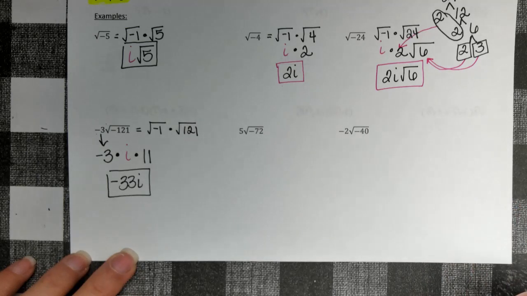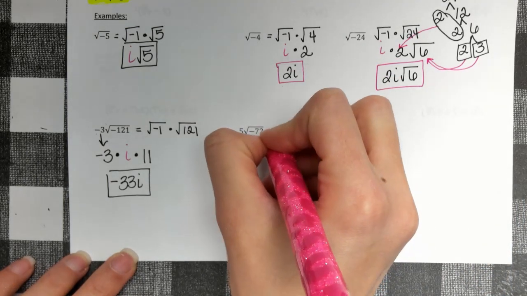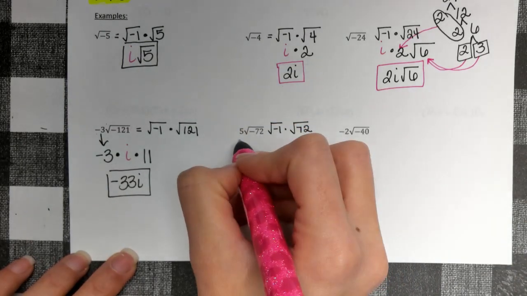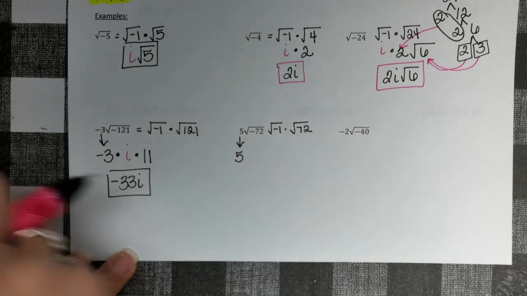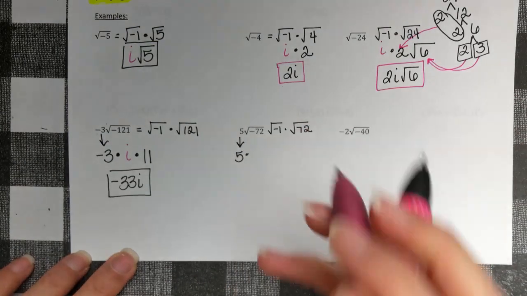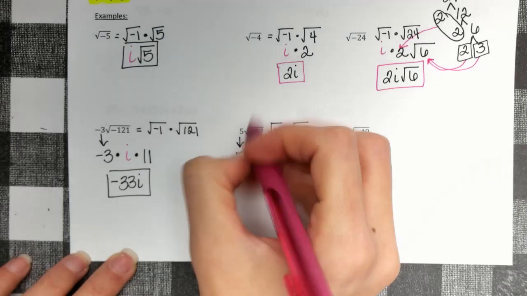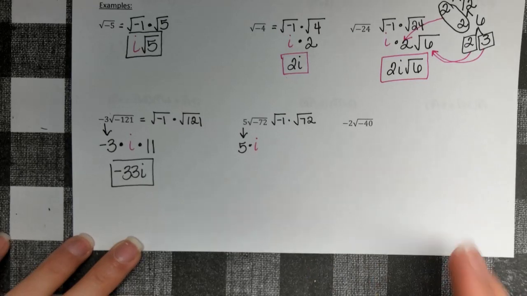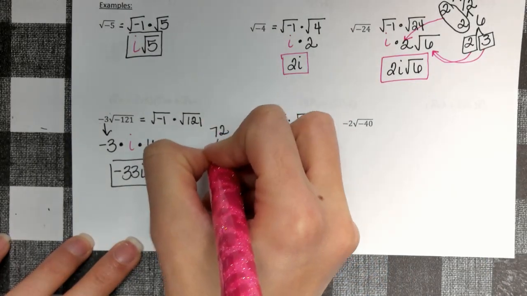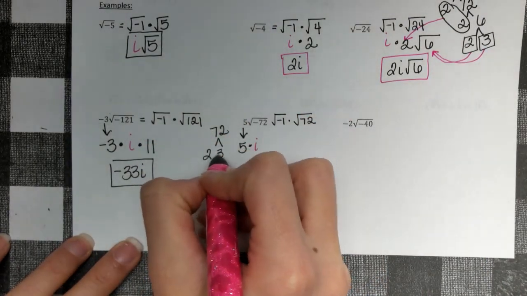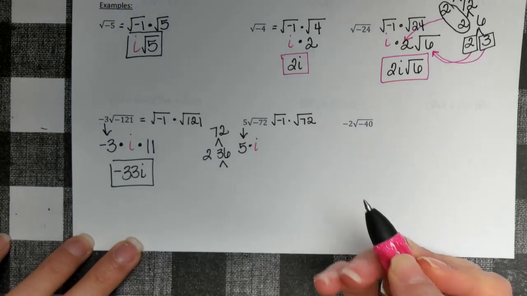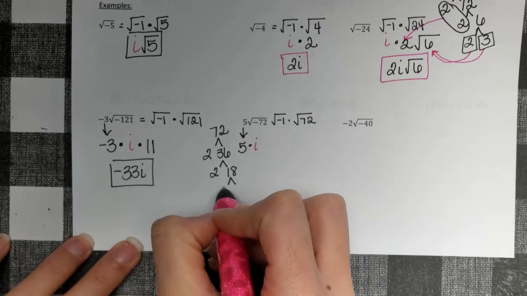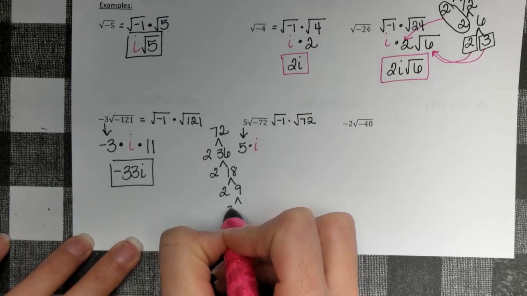Okay, so now I've got 5 square root of negative 72. So I've got square root of negative 1 times the square root of 72. I'm going to bring down this 5. I know that the square root of negative 1 is i. And then I need to simplify 72. So that can split 2 and 36. 36 can split 2 and 18. 18 can split 2 and 9. 9 can split 3 and 3.